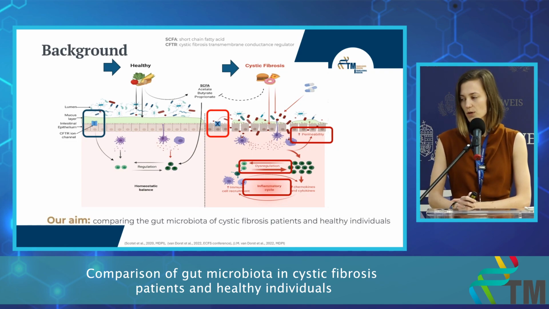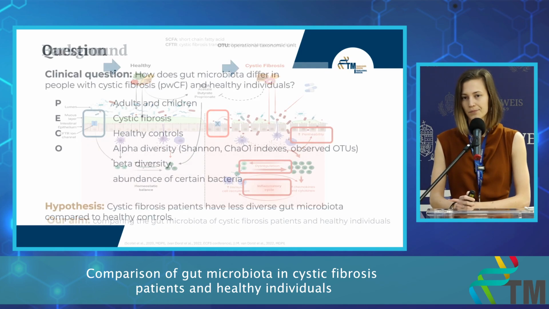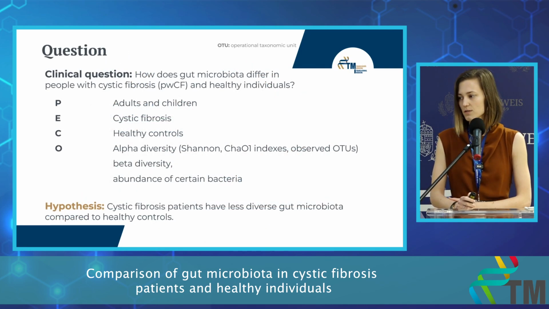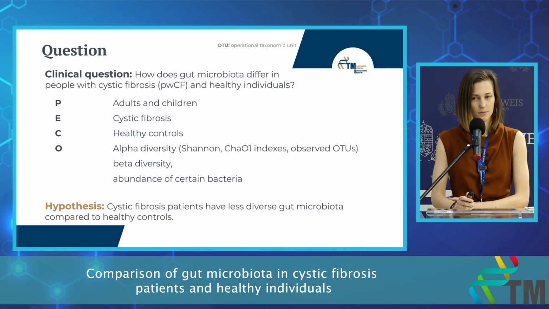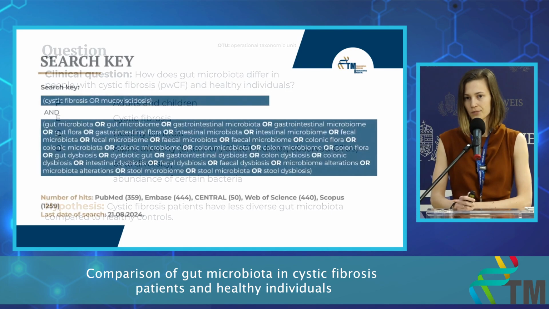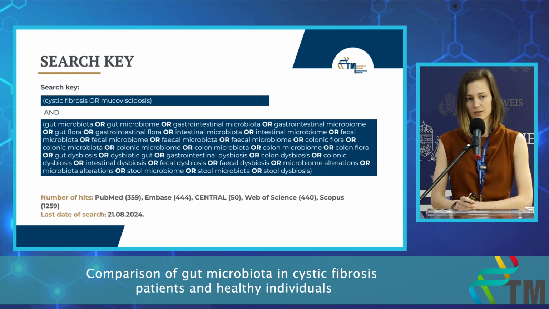So our aim was to compare the gut microbiota of CF patients and healthy individuals. We included articles about adults and children as well. Our outcomes were alpha diversity, beta diversity, and the abundance of certain bacteria. This is our search key. We conducted the search in 5 databases.